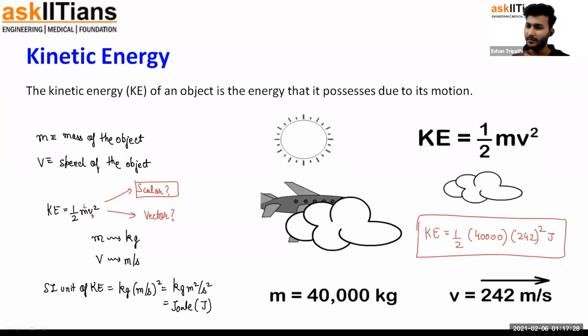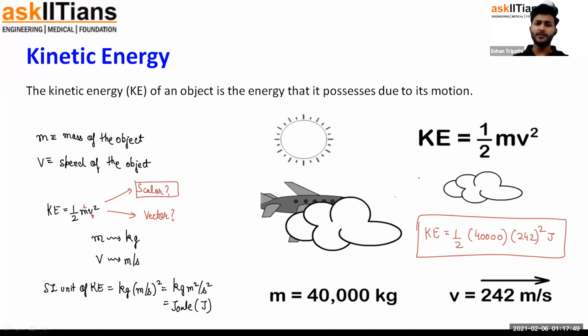In which direction is it having this kinetic energy? It does not make any sense because kinetic energy is a scalar quantity. It does not have any direction. So this is what kinetic energy is. Very mathematical as of now. It's just an energy because an object is moving. Why we are defining it like this, we will see that later.